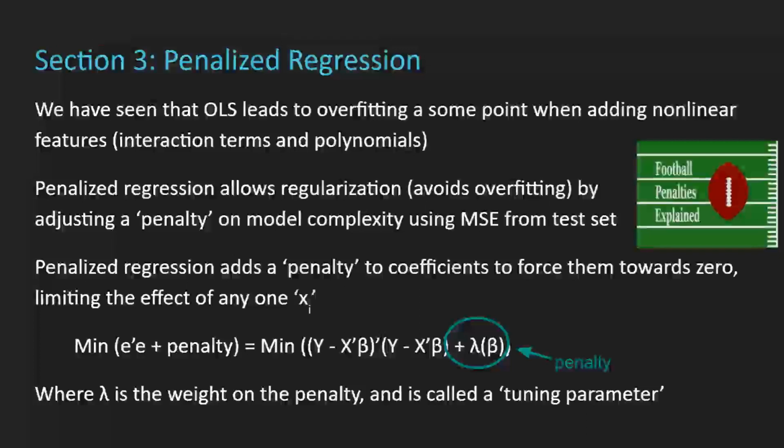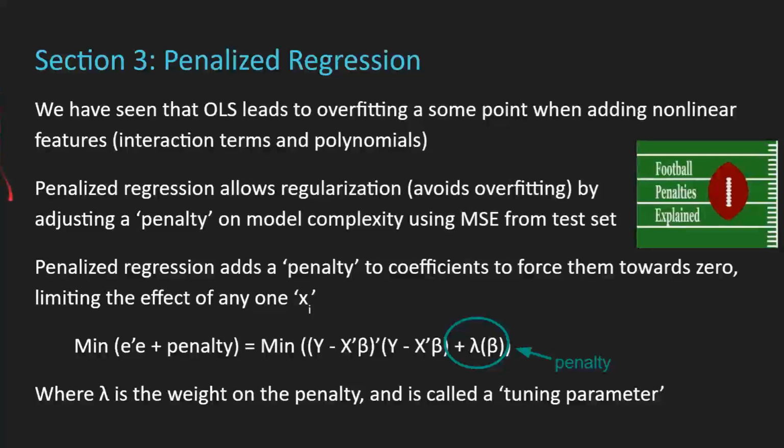So penalized regression is one of those models that allows us to avoid overfitting, but is fairly close to the actual regression setup, or the OLS regression we are quite used to. So how does it do it? By including a penalty on model complexity, using the mean squared errors from the test set, so using the information that we have in the data that we don't use for training or estimation.